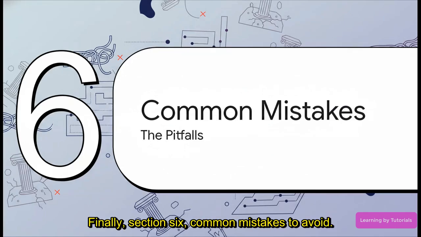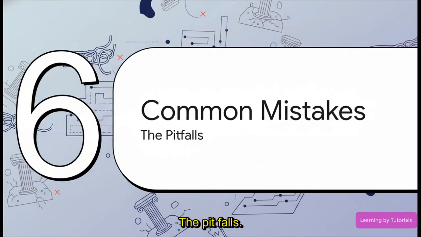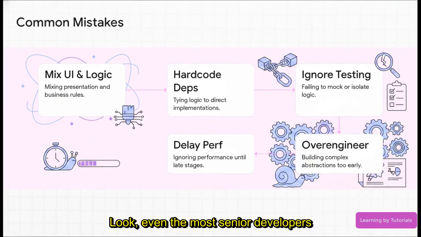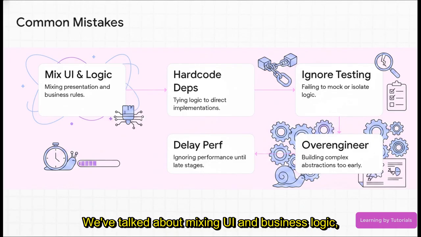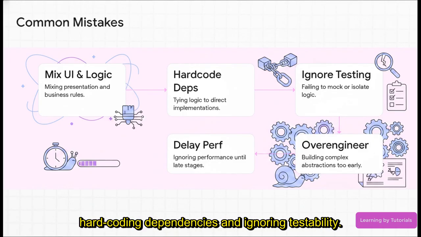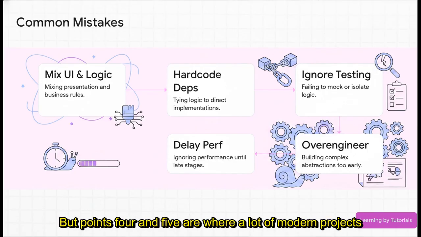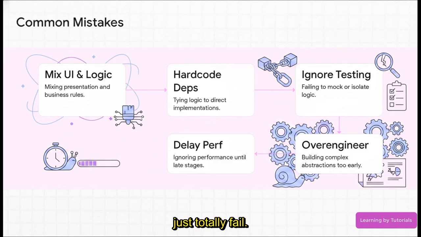Finally, Section 6. Common mistakes to avoid. The pitfalls. Look, even the most senior developers can fall into architectural traps if they stray from these principles. Watch out for these 5 common missteps. We've talked about mixing UI and business logic, hard-coding dependencies, and ignoring testability. But points 4 and 5 are where a lot of modern projects just totally fail.